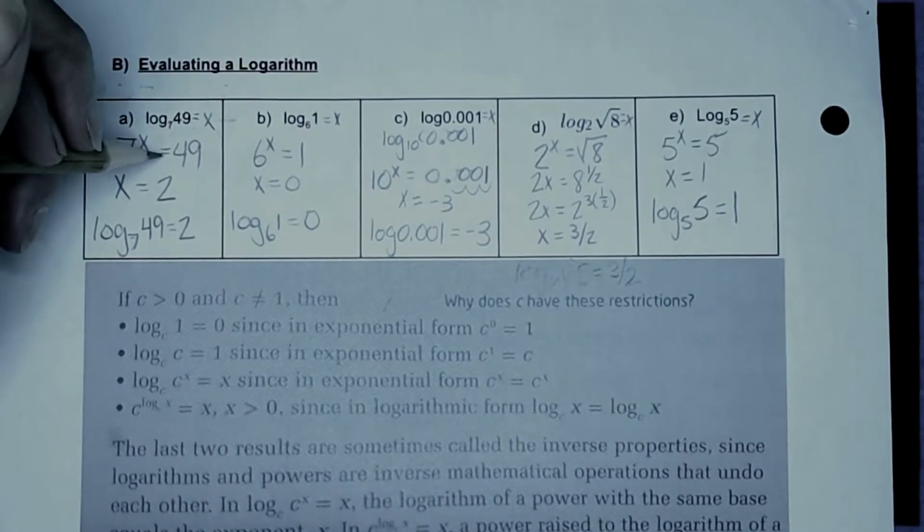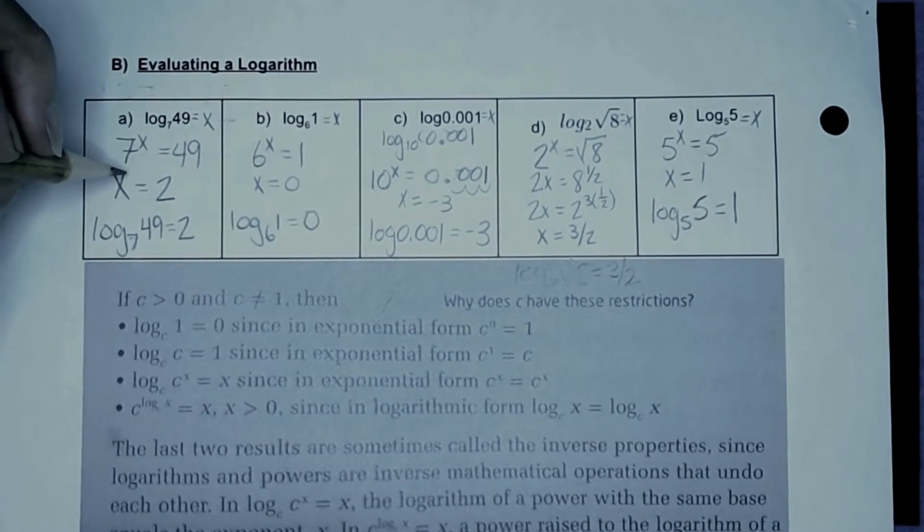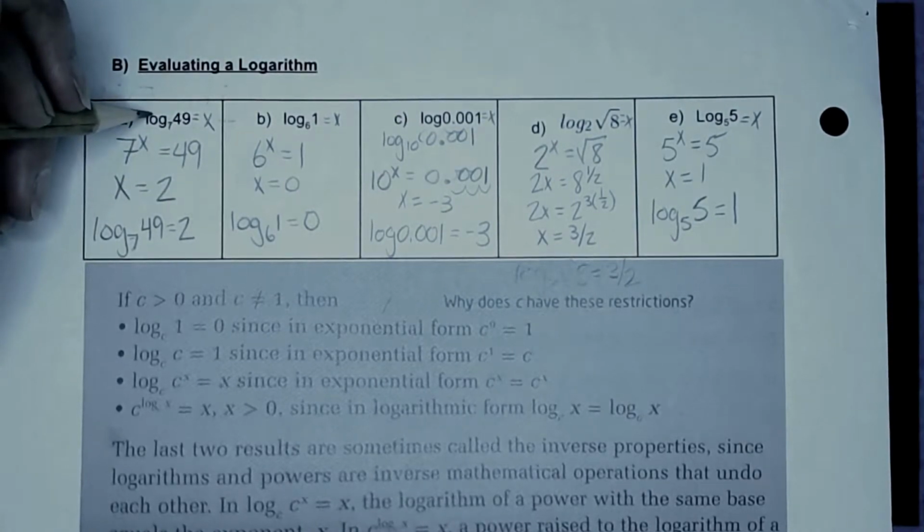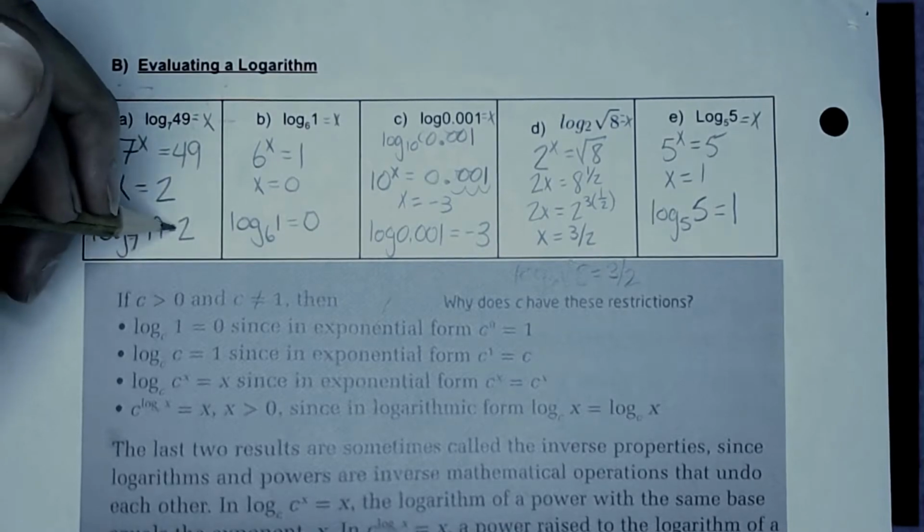7 to the power of x equals 49. And then, of course, you just take the square root of both sides to get x equals 2. So we say the log 7 of 49 is equal to 2.